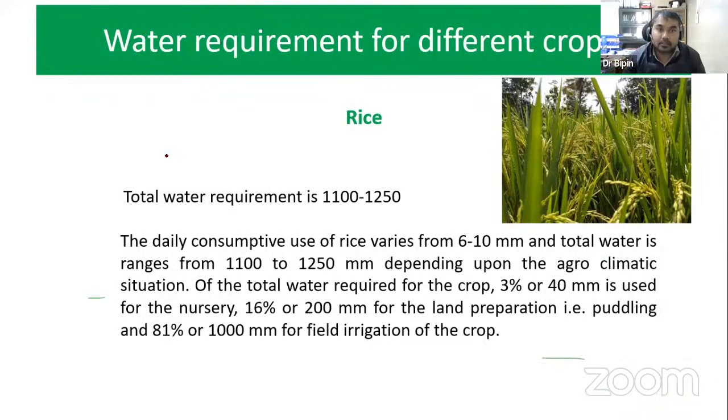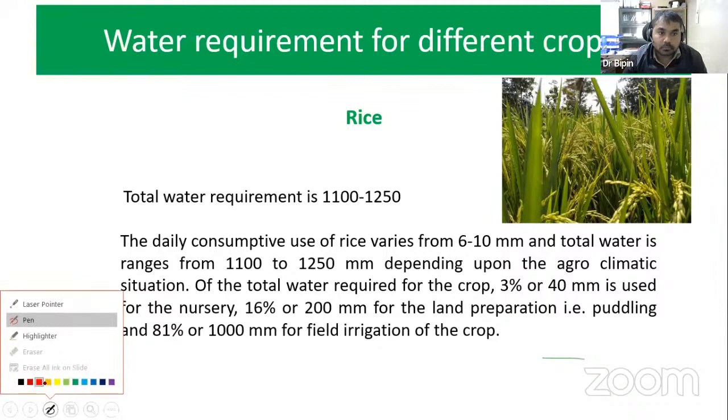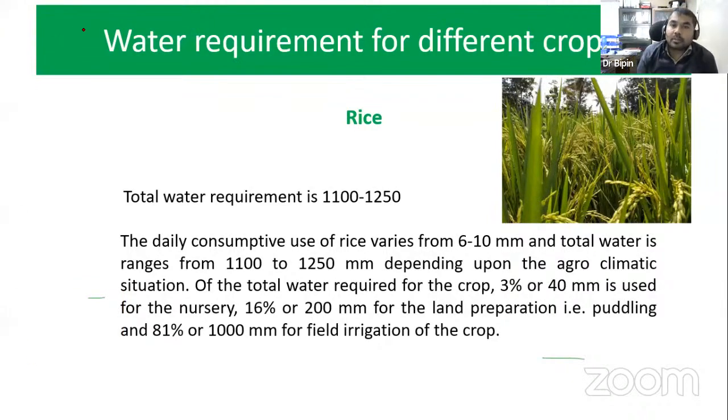Now we can see here the crop water requirement, the water requirement of different crops. So if we take the example of rice, you may know that the water requirement of rice is 1100 to 1250 millimeter. And if you see the daily consumptive use of the rice crop, that varies from 6 to 10 mm. This is daily consumptive use.